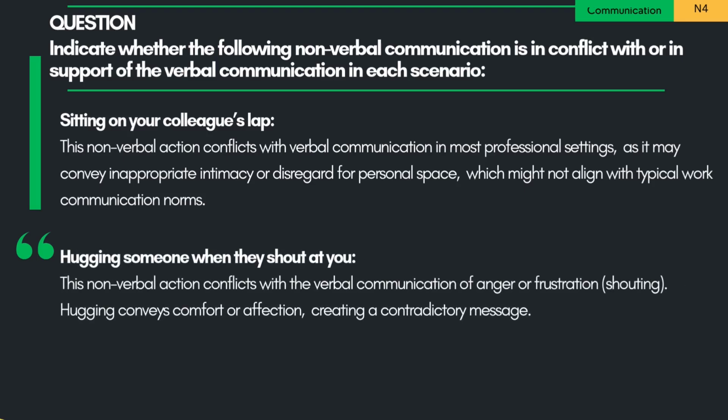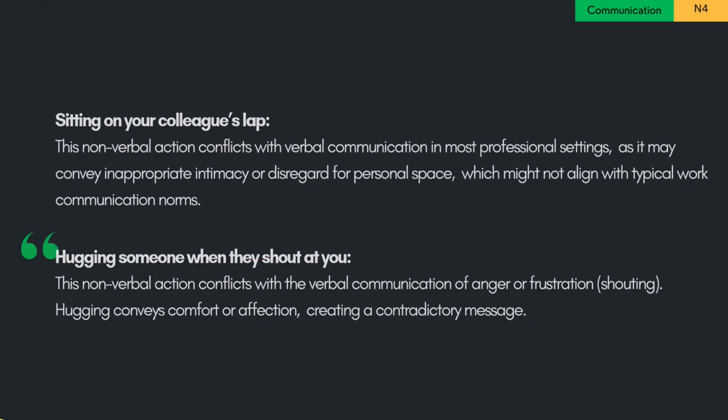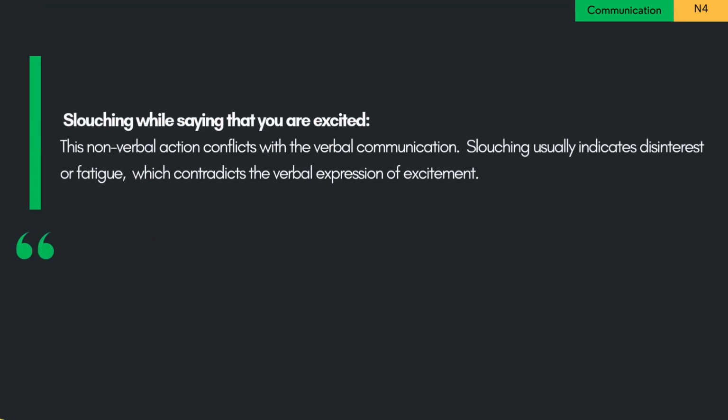2. Hugging someone when they shout at you. This nonverbal action conflicts with the verbal communication of anger or frustration, shouting. Hugging conveys comfort or affection, creating a contradictory message. 3. Slouching while saying that you are excited. This nonverbal action conflicts with the verbal communication. Slouching usually indicates disinterest or fatigue, which contradicts the verbal expression of excitement.